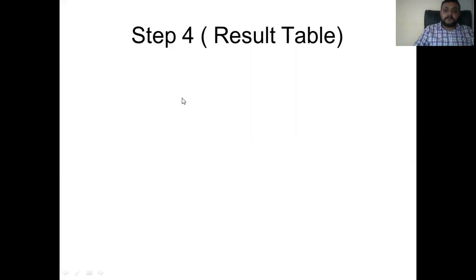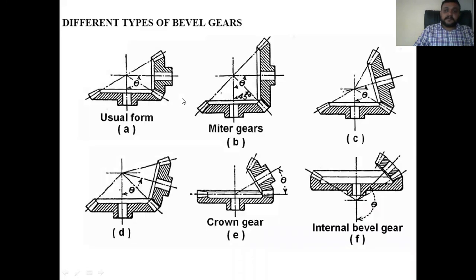And step number 4, you have to prepare the result table. So these are the usual types of the bevel gears depending upon the angle. In figure A, you can see the 90 degrees there, and this is the slant height L. We are considering it as one height, and depending upon the angle, it may be changing. So you have to see it is more than 90 degrees.